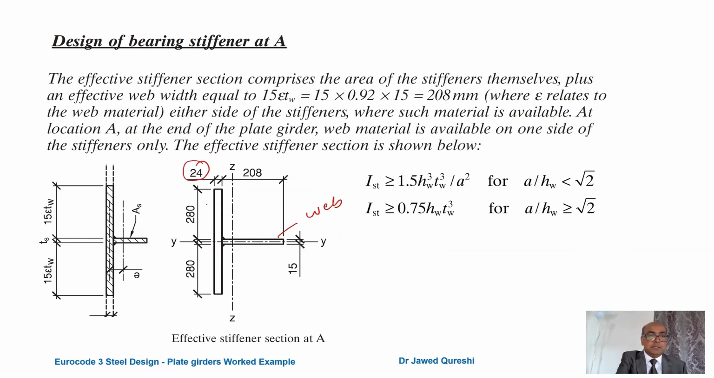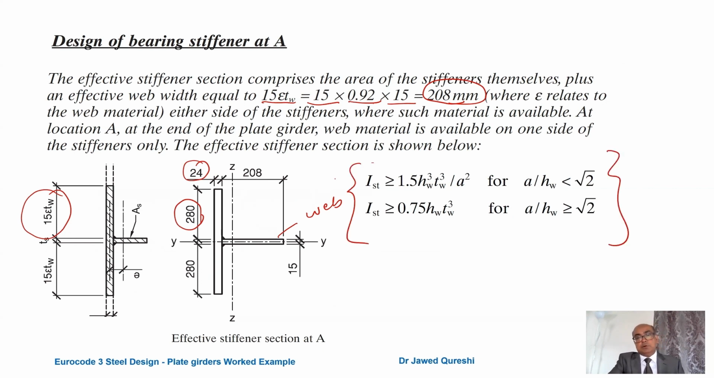The stiffener is 24 millimeter and 280 on both sides. So 15 epsilon TW will be equal to 15 times 0.94 times 0.92 times 15. Again, it gives us 208. So that's where this 208 comes from. These are minimum properties, minimum IST, second moment of areas.